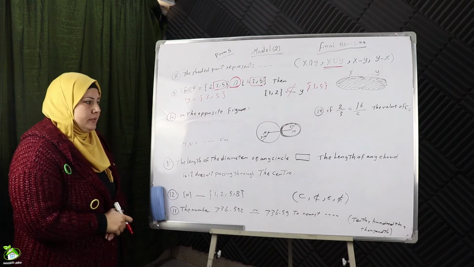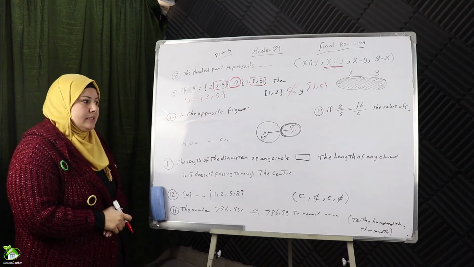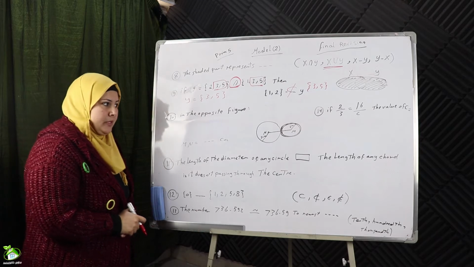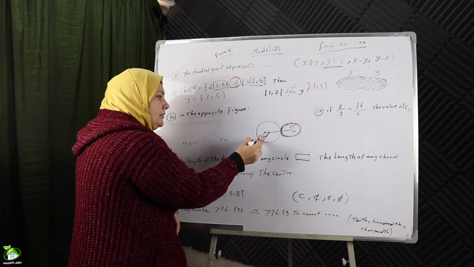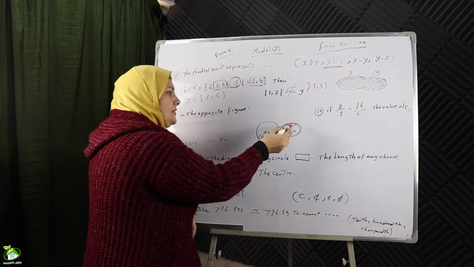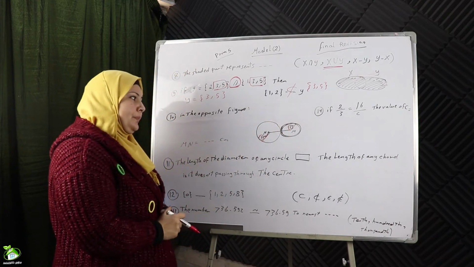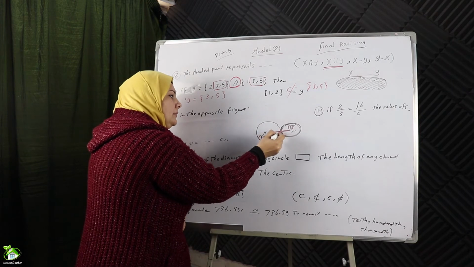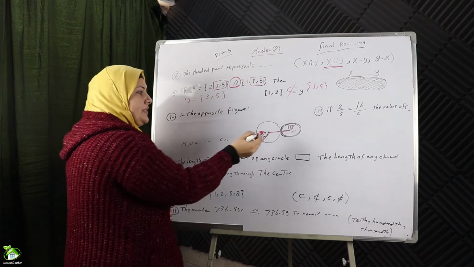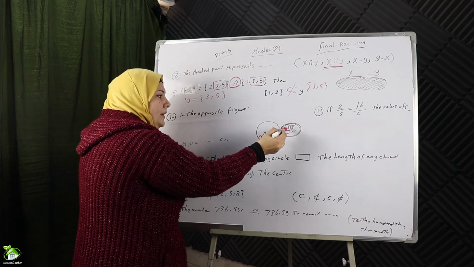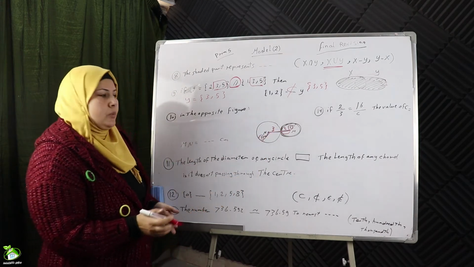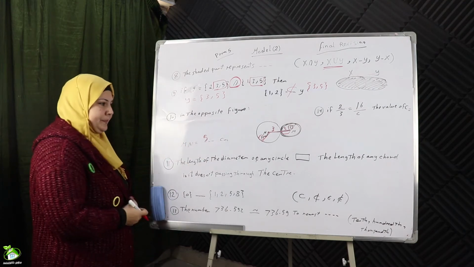In the opposite figure, MN equals space centimeter. Note that the radius of circle N equals 3 and the radius of circle M equals 2. MN equals radius of circle N plus radius of circle M. So 3 plus 2 equals 5 centimeter.